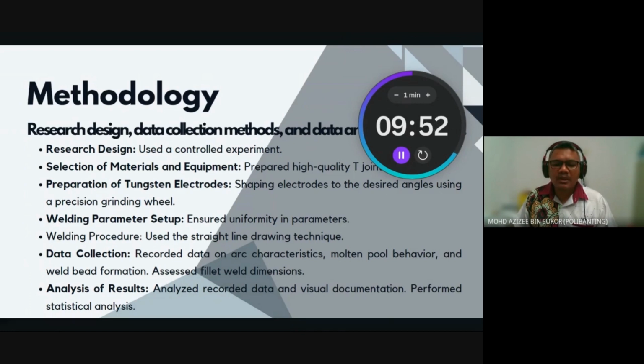The parameter setup: keep parameters like current and gas flow rate constant, only varying the tungsten angle. In welding, maintain consistent torch position and speed with the straight line drawing technique. Lastly, the data collection: use cameras for arc and molten pool data, and measure weld dimensions with the welding gauge.